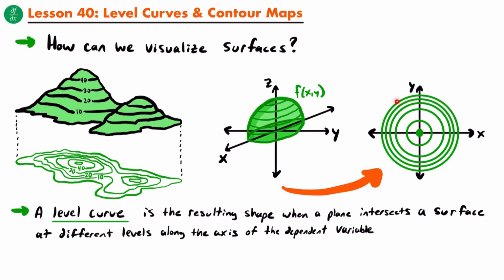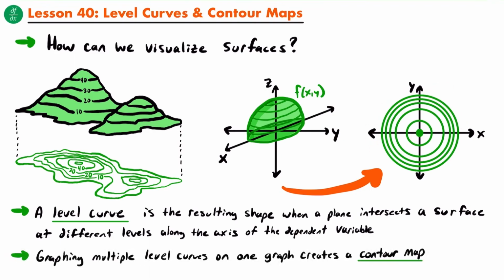And we actually call this graph here a contour map. It helps us see the contour, or the overall shape, of our surface. Okay, graphing multiple level curves on one graph creates a contour map.